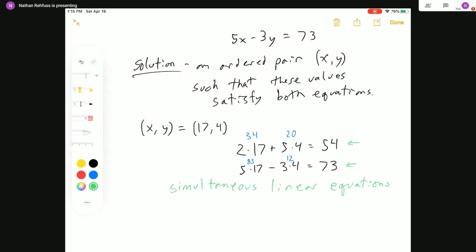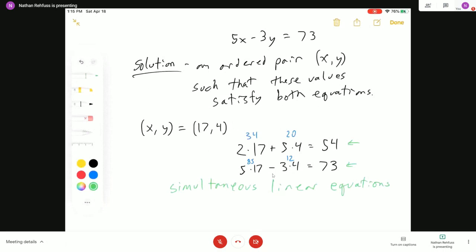Otherwise, another answer could be something like gold is 27 and silver is 0, and that would solve the first equation, but not the second one. We need a solution that solves both, and for a reason I'll show you shortly, there is only one solution that's going to fit both. So how can we find this solution on our own?